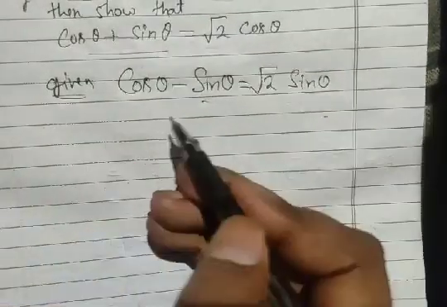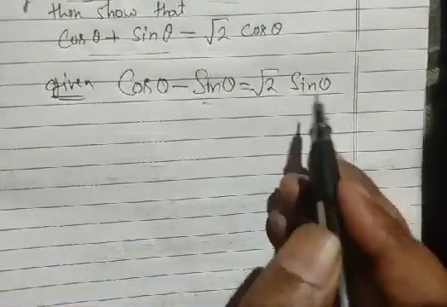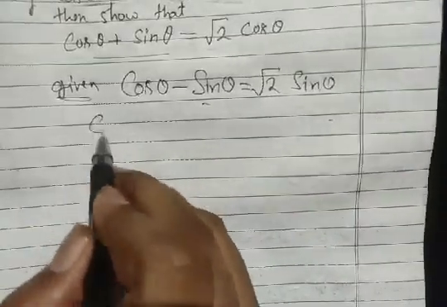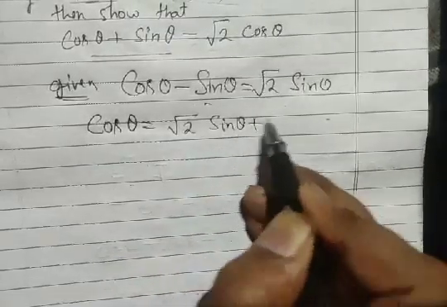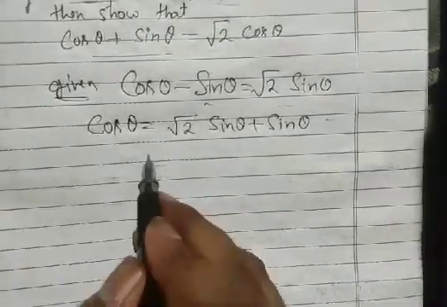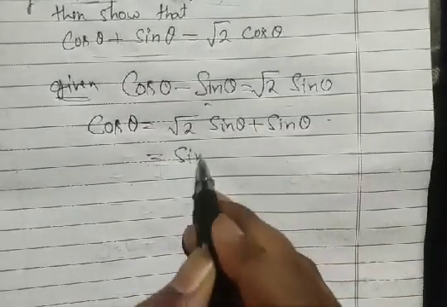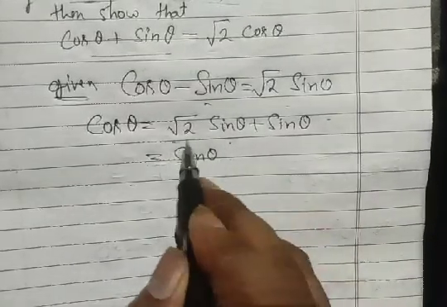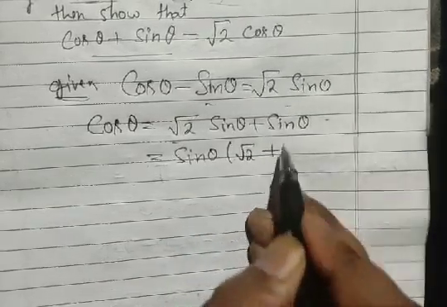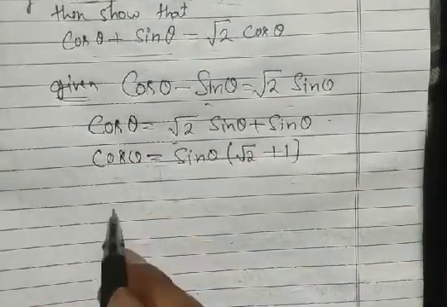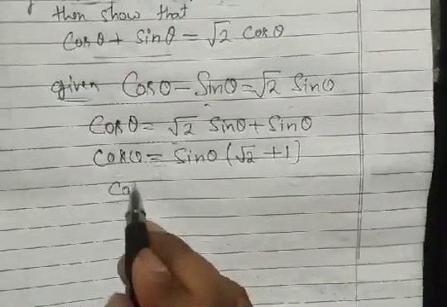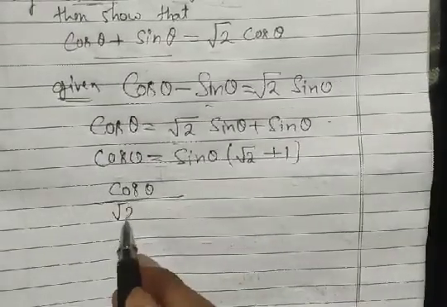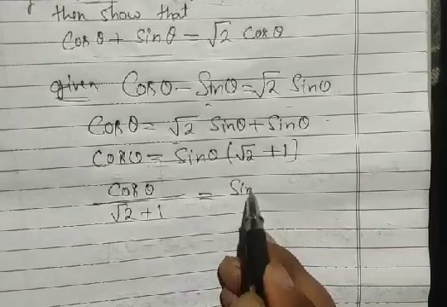Now what we do is shift the sign. We can always try to write similar things on the same side. Then we have cos theta is equal to root 2 sin theta plus sin theta. Now we are going to take sin theta common here. Taking sin theta common, here we have root 2 and here we have plus 1. Now we have cos theta equal to sin theta times root 2 plus 1. Then we can also write it by dividing by root 2 plus 1: cos theta over root 2 plus 1 equal to sin theta.